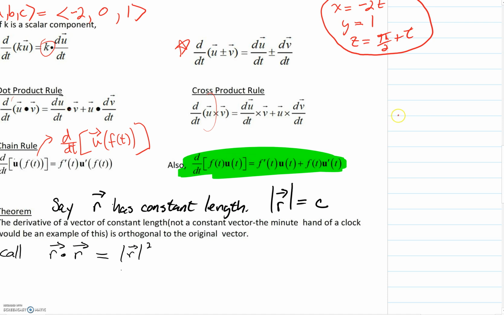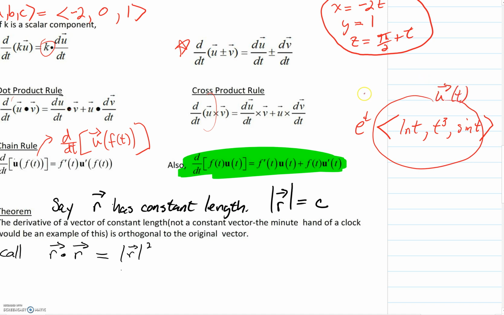Well, let's say you've got a vector function, and I don't know, let's just say the vector function is natural log of t, t cubed, and the sine of t right in here. Well, what if you had another function out in front and it was e to the t? Here's your vector function right here. That's u, right? And here's just some other function out in front. You can think, well, how in the world could we do that?